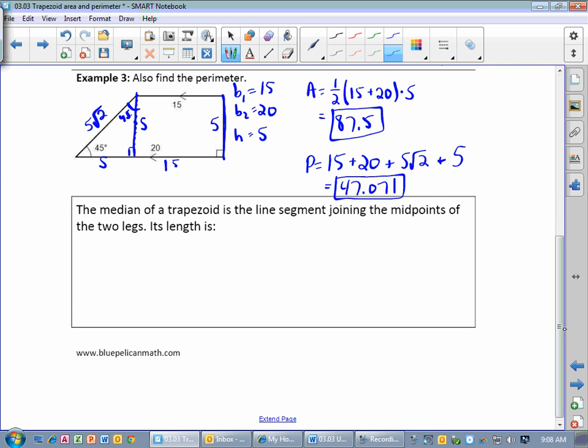I recall that the median of a trapezoid is the line segment joining the midpoints of the 2 legs. So draw a trapezoid right here. If we go to the midpoint of each leg, remember that line is called the median. So we have base 1, base 2, and this is called the median. And what was the relationship between the length of the median and the bases?